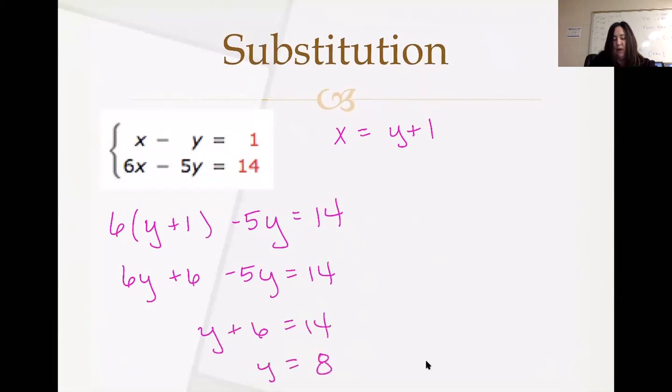Once you have y, you can plug it back into your equation and find x. So your coordinate or your point of intersection is 9, 8. And that would be your solution. So notice that I'm writing all of our solutions as coordinates, x, y.